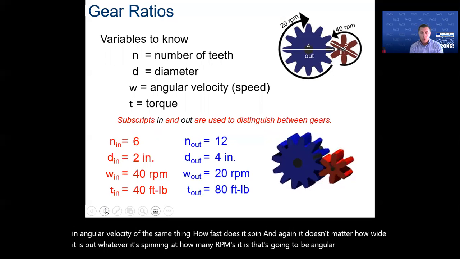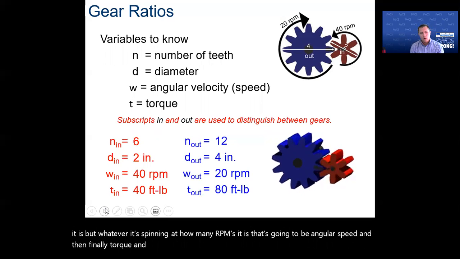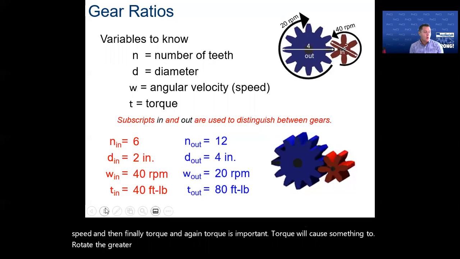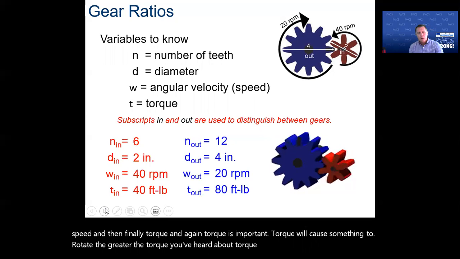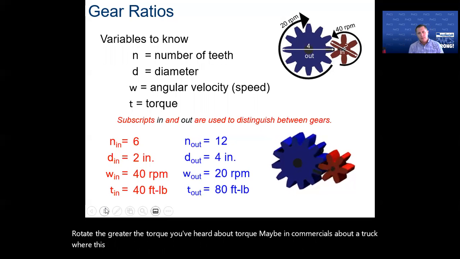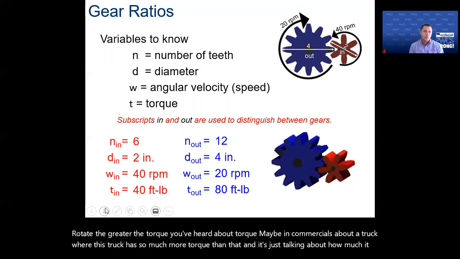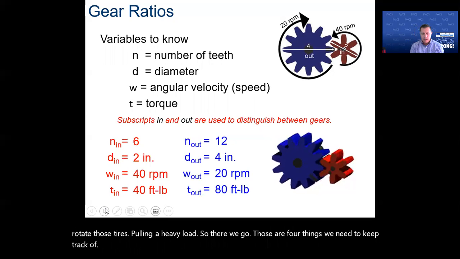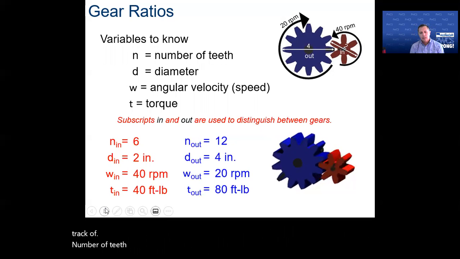And then finally, torque. And again, torque is important. Torque will cause something to rotate. The greater the torque, you've heard about torque maybe in commercials about a truck, where this truck has so much more torque than that. And it's just talking about how much it can rotate those tires pulling a heavy load. So there we go. Those are our 4 things we need to keep track of. Number of teeth, diameter, angular velocity, and torque.